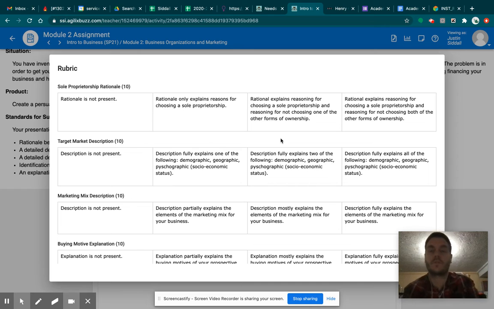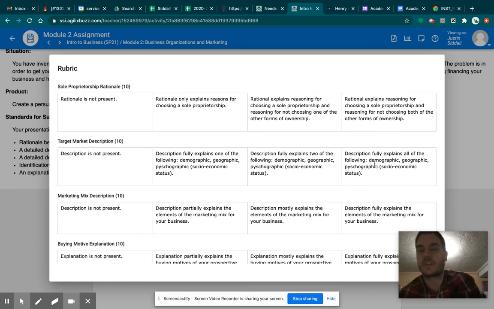Okay, so the first one talks about rationale: explains reasoning for choosing a sole proprietorship and reasoning for not choosing both of the other forms of ownership. So we've got 2 things here. One, I chose a sole proprietorship. Why did I not choose a partnership? Why did I not choose a franchise? You need to say why you chose a sole proprietorship and why you didn't go with one of the other forms of ownership. And it has to be a sole proprietorship.